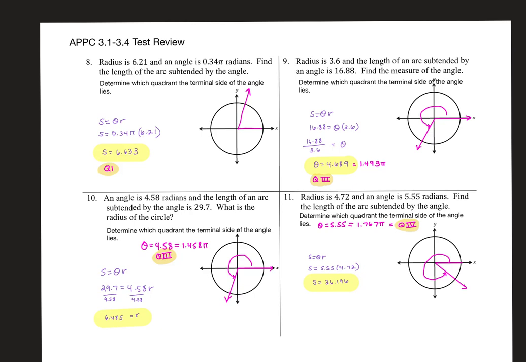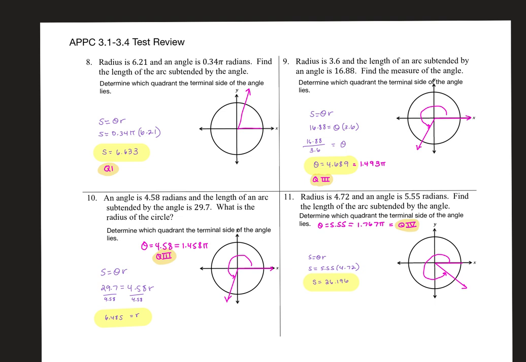Okay? These are the ones you would have a calculator on because you have to divide. These are your SOAR questions. So 8, your S is 6.663, and your radians is 0.34 pi radians. So that's in the first quadrant. 9, theta is 4.689. This is a case where you have to divide by pi if you want to know where that is. It's 1.493 pi. That puts it in the third quadrant.